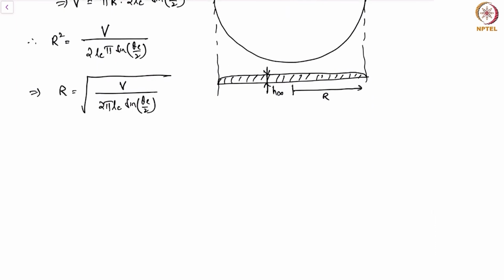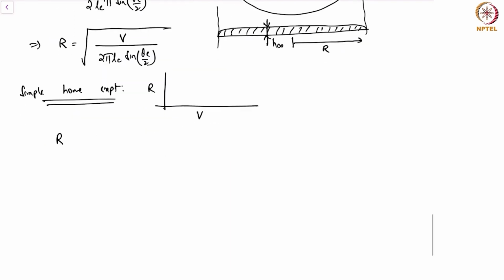Now you can do a simple experiment. A simple home experiment would be you make a plot of R versus V. So V is something that you input and R is something that you measure, and you do this carefully, and what you see is that if you don't change the surfaces, the contact angle will not change. The capillary length will be determined by the liquid. Typically, you will take water. The R goes like V power half.